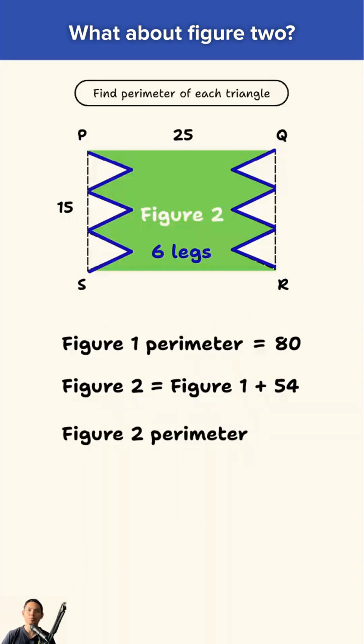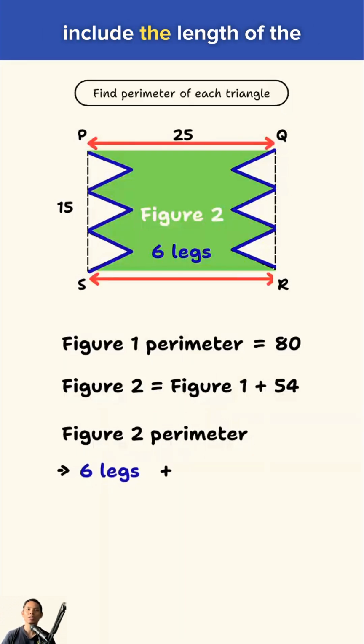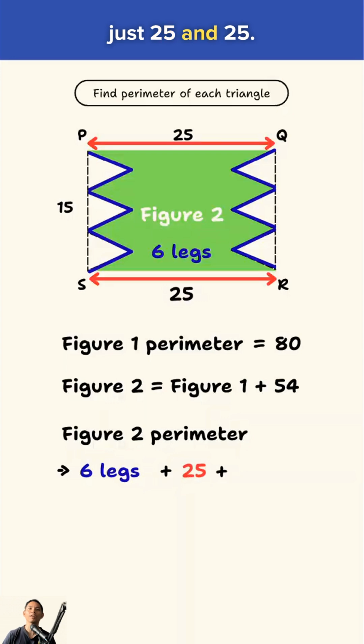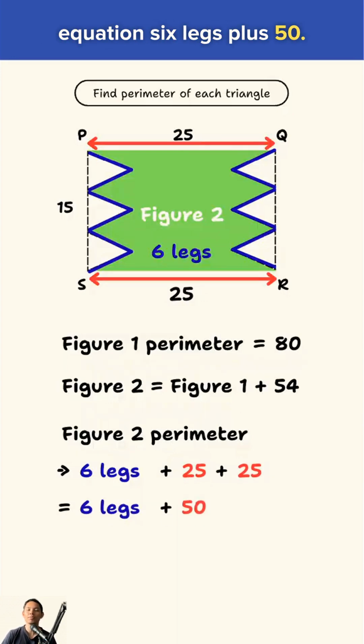What about figure 2? For the figure 2 perimeter, we need to include the 6 legs. And then we also need to include the lengths of the rectangle, which is basically just 25 and 25. And then this will give us the expression 6 legs plus 50.